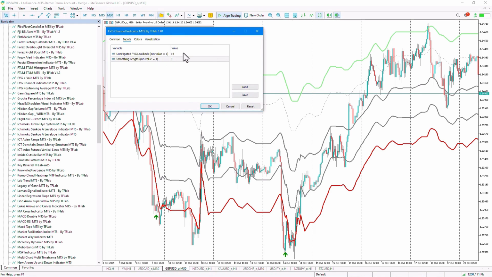In the settings section, under inputs, there are only 2 parameters available. In the first input, we can set the number of previous candles to identify the fair value gaps to be mitigated, and in the second parameter, we can set the smoothing period of the channel, which is used to bring the lines closer to or farther from the price. In the first parameter, we can also set the number of FVGs whose calculations are averaged in this particular step.